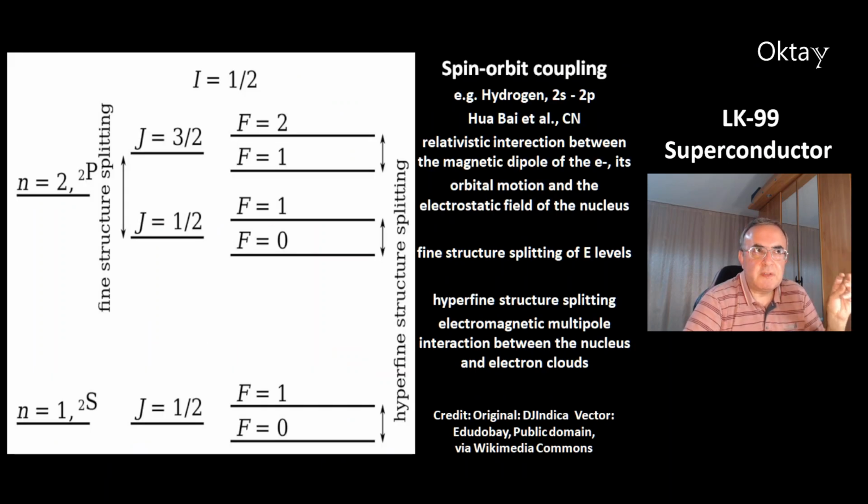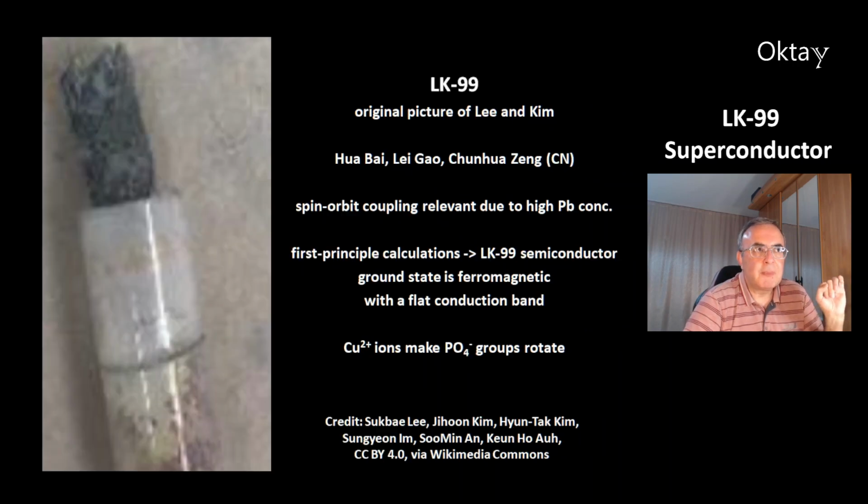This is an example of spin-orbit coupling for the element hydrogen. You can see the 2s and 2p orbitals. There's a work of Hua Bai and colleagues from China. This is the relativistic interaction between the magnetic dipole of the electron, its orbital motion, and the electrostatic field of the nucleus. You get a fine structure splitting of the electron levels, and you can even get a hyperfine structure splitting from the electromagnetic multipole interaction between the nucleus and the electron clouds. This original picture of LK-99 sample of Lee and Kim.